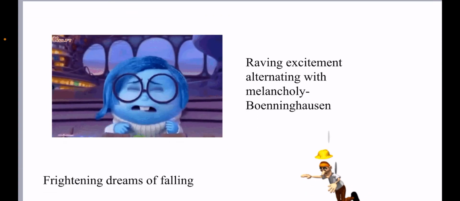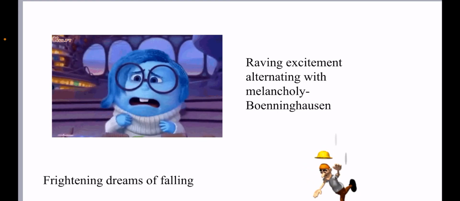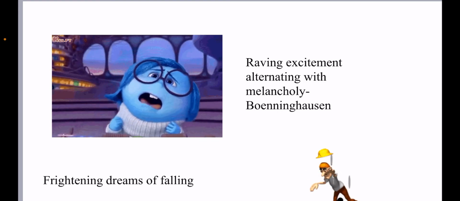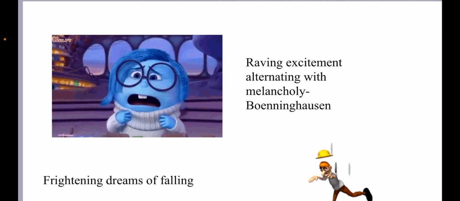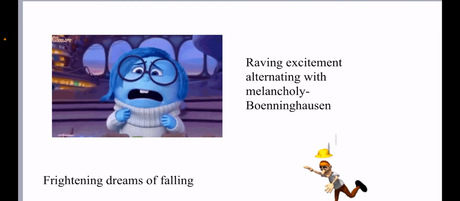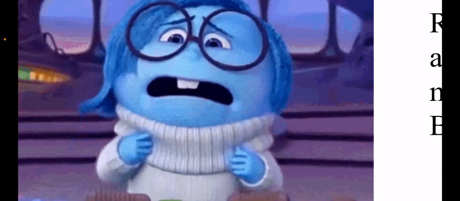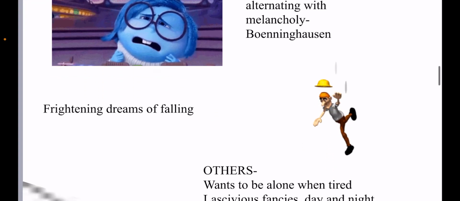Raving excitement alternating with melancholy. This was said by Boenninghausen. So guys, there is a raving excitement. The person is very happy and joyous one moment, and the next moment becomes all sad, gloomy, melancholic. You can look at the picture here. The person is becoming all sad in the very next moment.